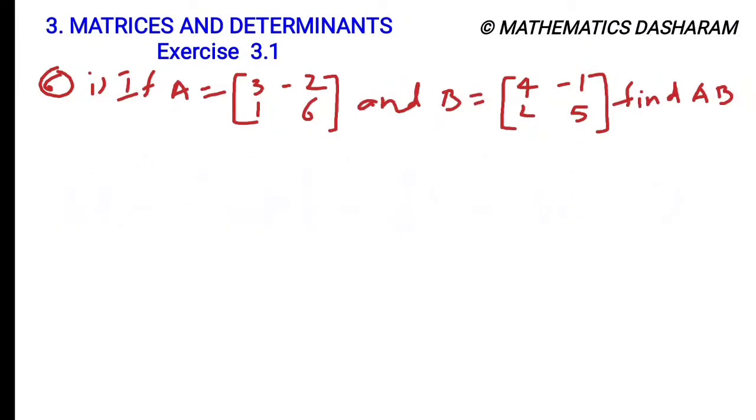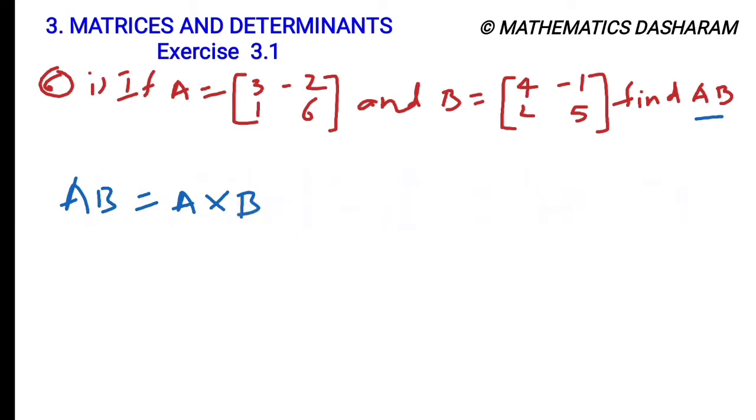Sixth bit, first problem. If A equals [3, -2; 1, 6] and B equals [4, -1; 2, 5], then find AB. So here AB is nothing but A into B, the product of two matrices A and B.